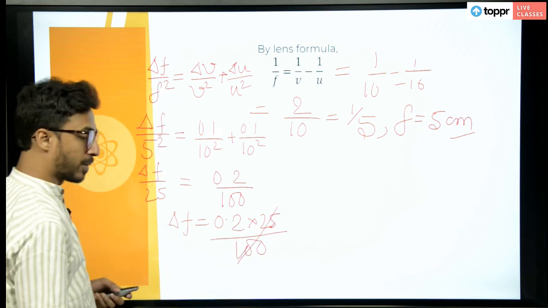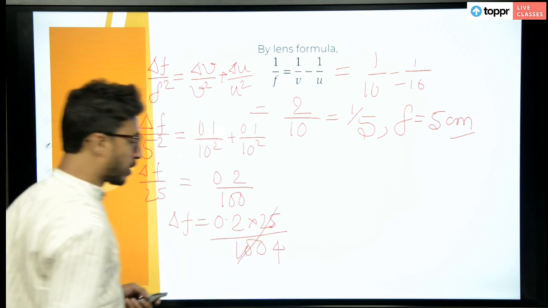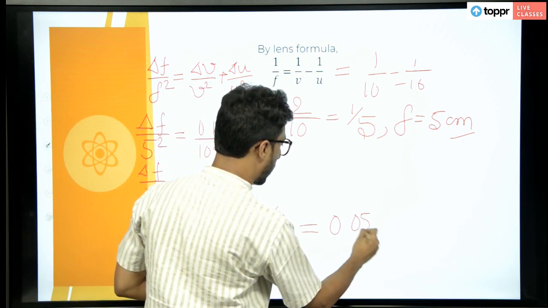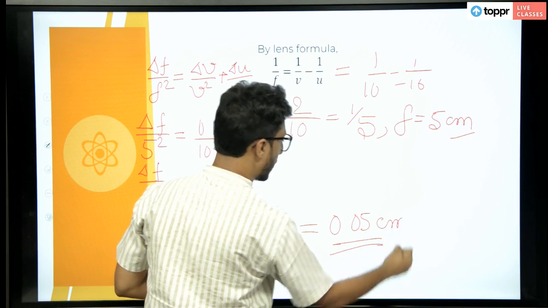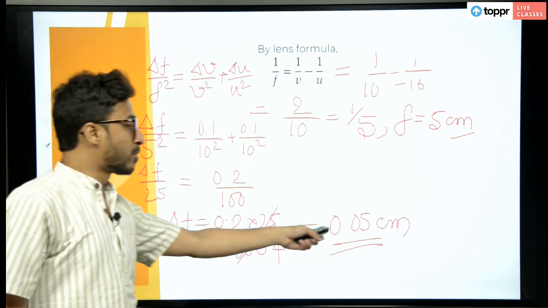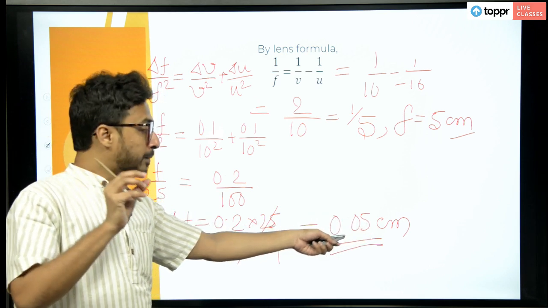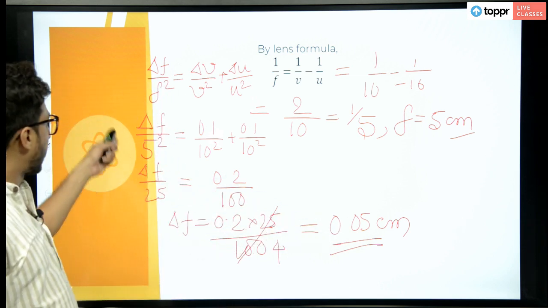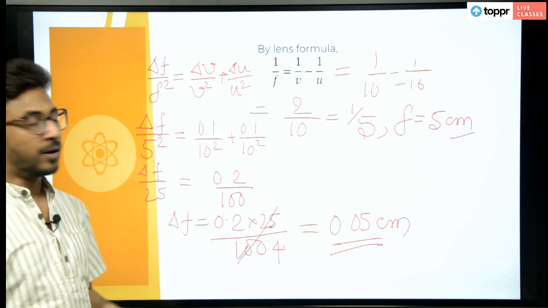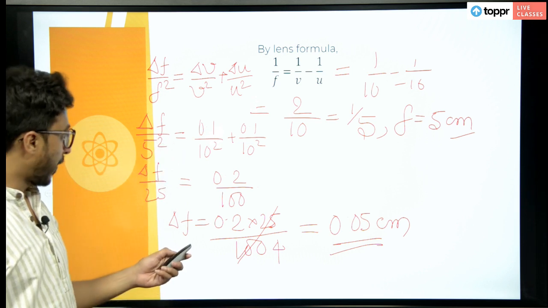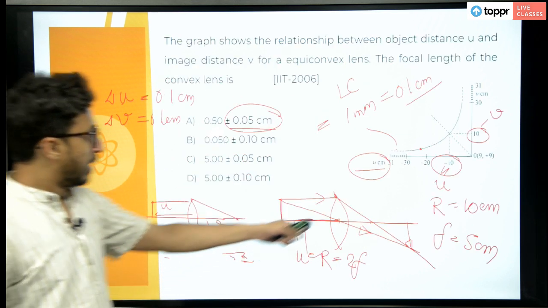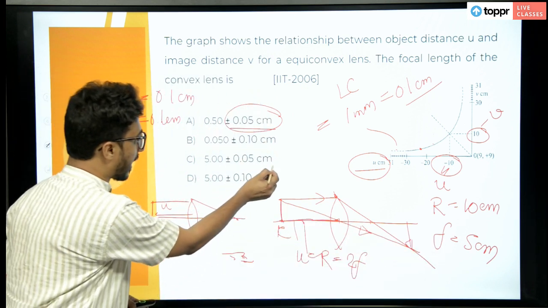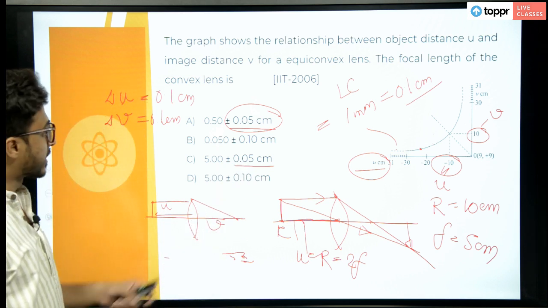If you cancel, this will become 4, right? 0.2 by 4 is nothing but 0.05 centimeter. So, this 0.05 centimeter of error will be incorporated while measuring the focal length of the system. So, finally, our focal length is 5 centimeter and the error is 0.05 centimeter. The answer will be number C.